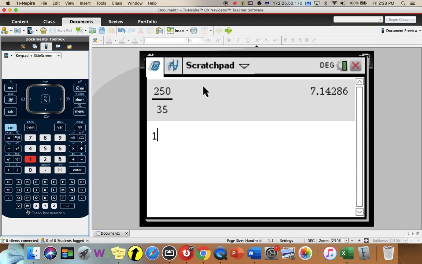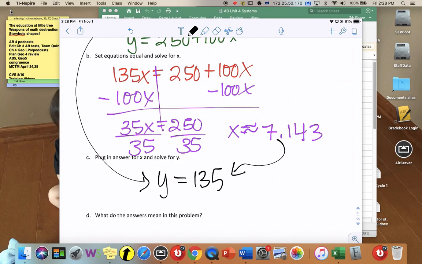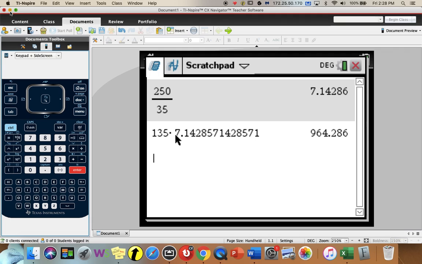So instead of rounding, we can take our $135 per week and multiply it by that. To do that, we can just hit times and then control negative, which gives us that last answer. So instead of typing in a decimal, it plugs in the exact value. Okay, so here it is, 964.286. So let's write that down, 964.29. So y equals 964.29.